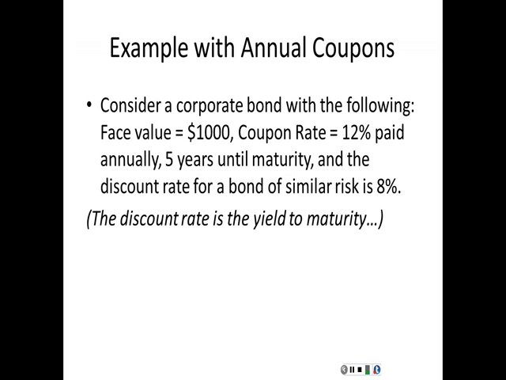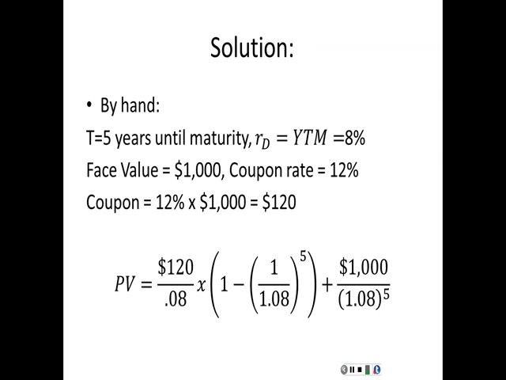So the first thing is let's get the cash flows. The coupon rate's 12% annually, and the face value is $1,000. The way we determine the coupon payment is we take the coupon rate times the face value. That gives us the dollars that we get paid. So here it is 12% times 1,000, or $120 per year.